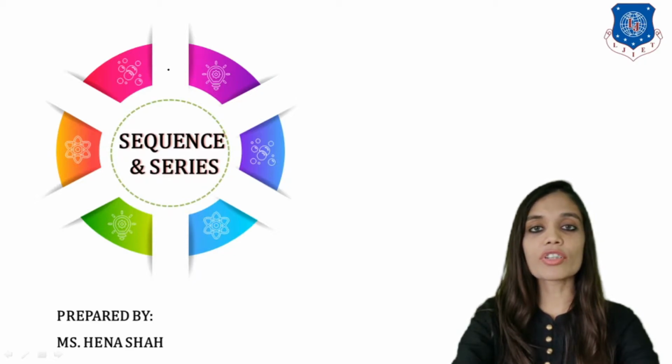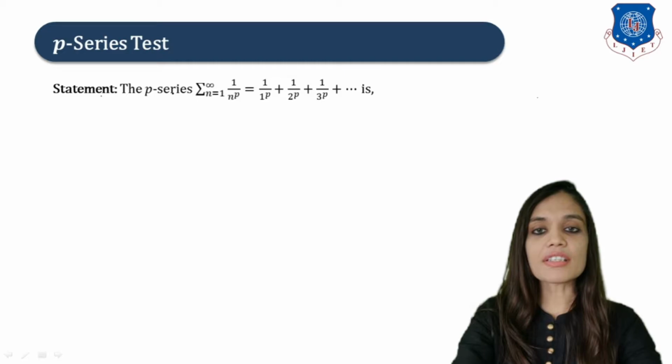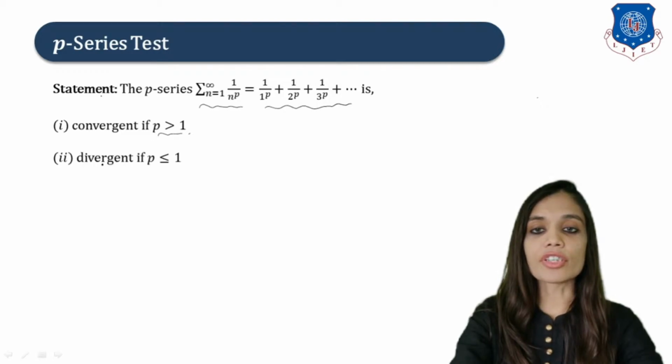So today we are going to discuss a few more topics of sequence and series. Let us begin with the first topic, that is the P series test. The P series, summation n equals 1 to infinity of 1 upon n raised to p, which can also be written as 1 upon 1 raised to p plus 1 upon 2 raised to p plus and so on, is convergent if p is greater than 1 and divergent if p is less than or equal to 1.